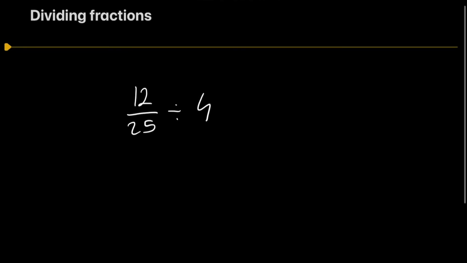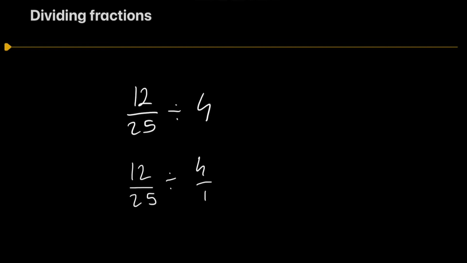For example, 12/25 divided by 4. No problem for us. So we just take 12/25, and 4 can be represented as 4/1. For any number, it can be the same. Suppose 3, it can be 3/1. For 5, it's 5/1, and so on. So now you have the proper fraction form for the problem. So now you just divide it like normal.